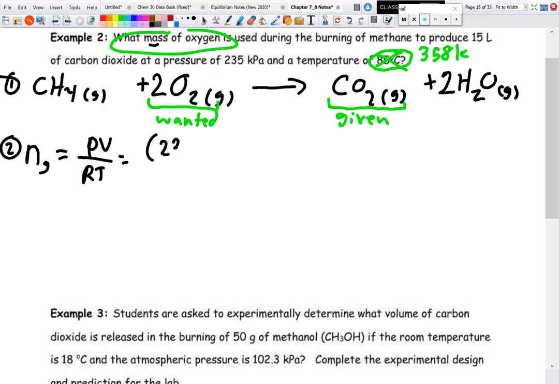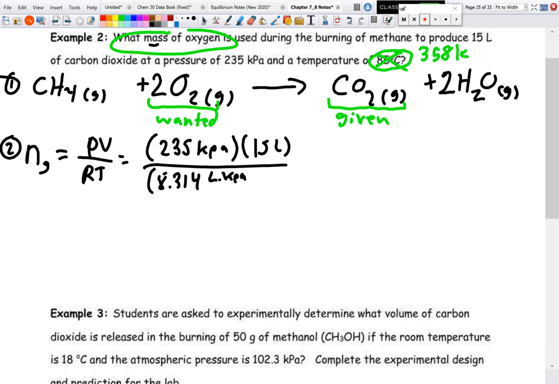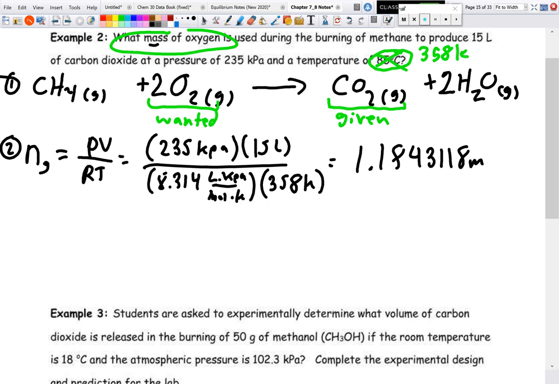So our pressure is 235 kPa. Our volume was 15 liters. Our R value, back of the periodic table, 8.314 liters kilopascals over moles Kelvin. And our temperature was 358 Kelvin. So when we plug all this into our calculator, we should get 1.1843118 moles. Now you don't need to keep all those digits, but I just like to keep extra.